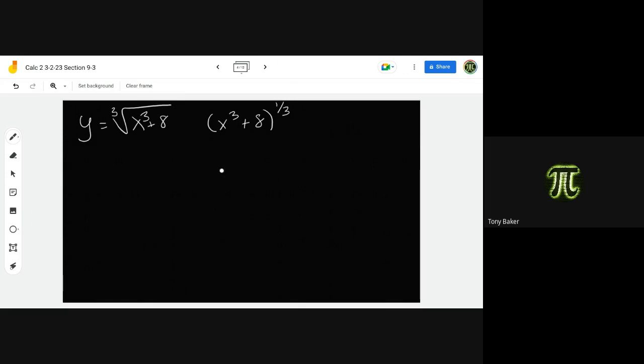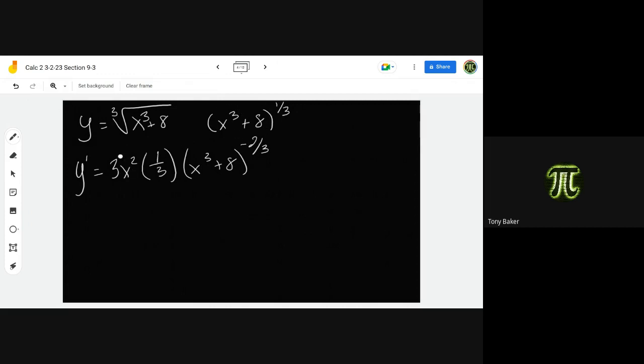So if I would take the derivative of the inside, which is 3x squared, and then I'd multiply that by, I'd bring down the 1/3. And then it's going to be the x to the third plus 8 to the negative 2/3 power. Right? So chain rule. So we did the derivative of the inside.